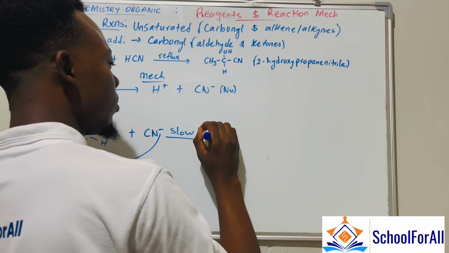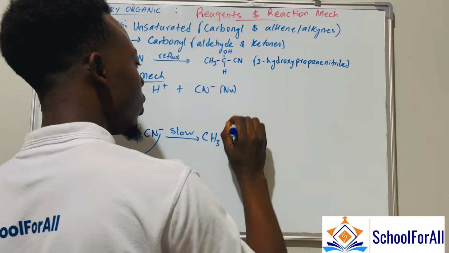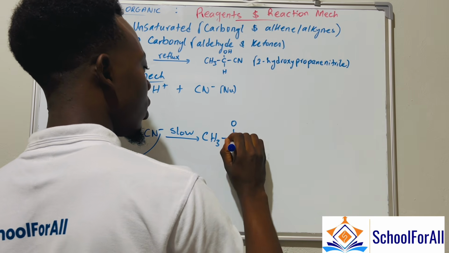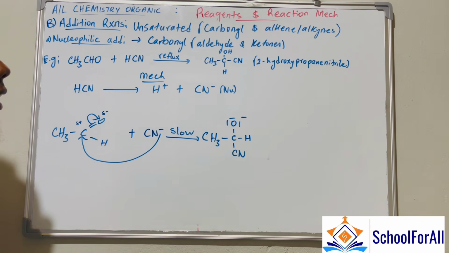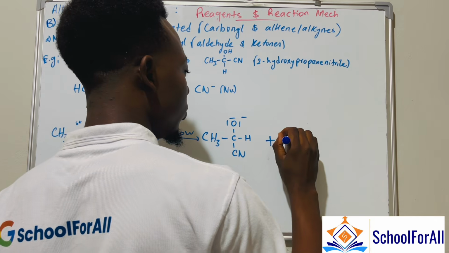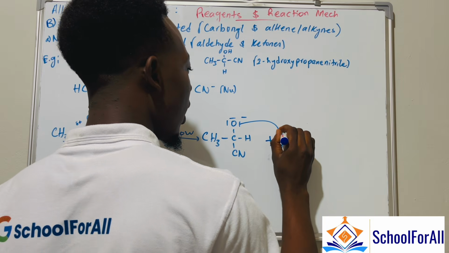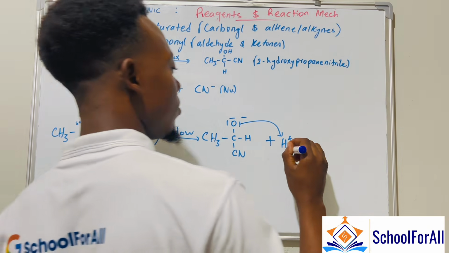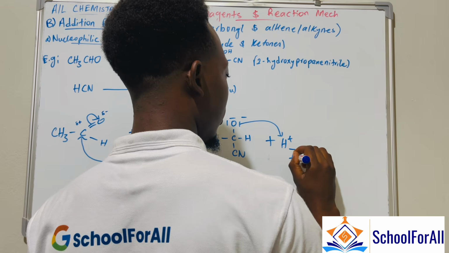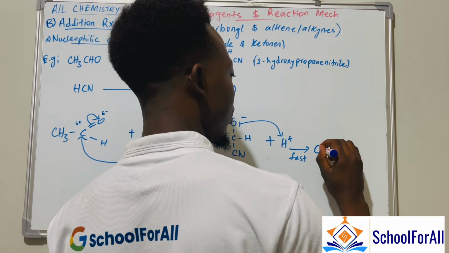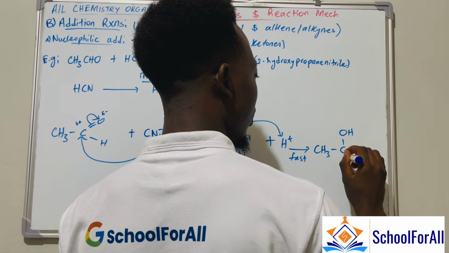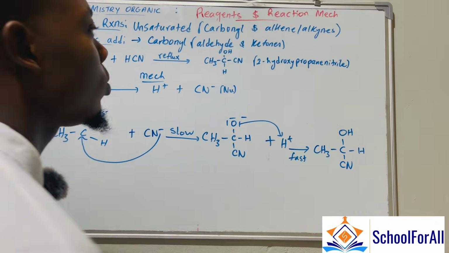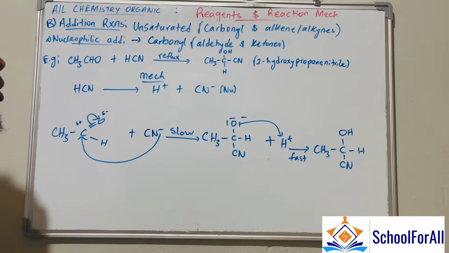And I will finally have my compound CH3 COH CN, where the CN is now here, and my oxygen will be full of electrons. Now to stabilize my oxygen, this H plus which was here will be attacked, and finally I will form my compound in my first step, in which I will have CH3 COH H and CN, which is my compound 2-hydroxypropanenitrile. So this is how the nucleophilic addition mechanism takes place.